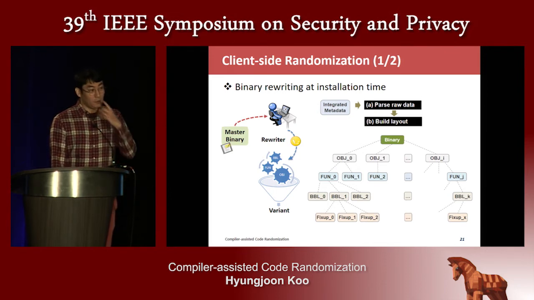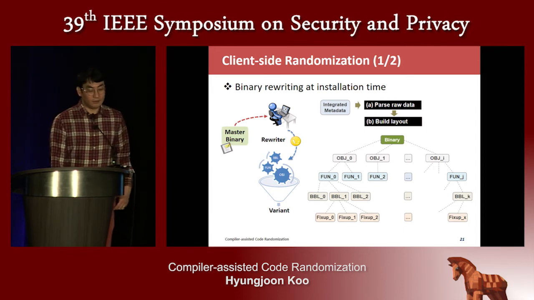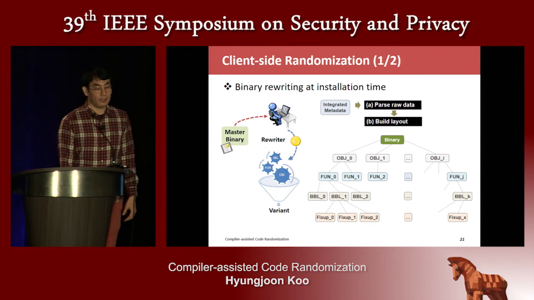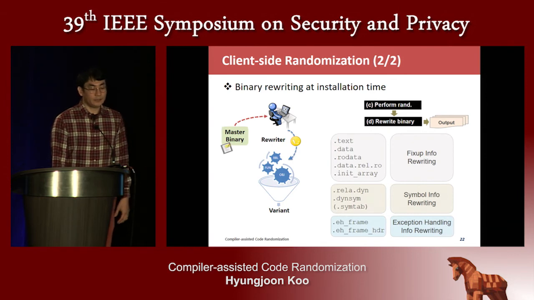Here, recall that we don't do any disassembly or binary analysis at this phase. We reconstruct the layout from the base block, function, and object from the bottom-up level, and then we reconstruct the binary hierarchy as a tree structure. Then we perform randomization on that, and then we rewrite the binary. The three boxes on the left show the sections in ELF to be updated for fix-up information, symbol information, and exception handling.